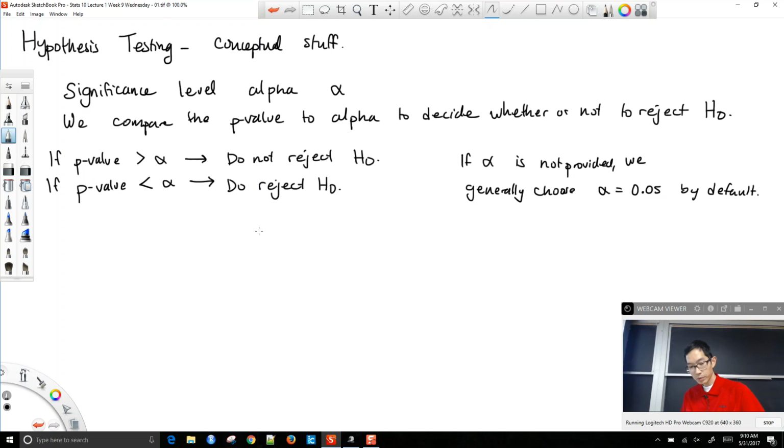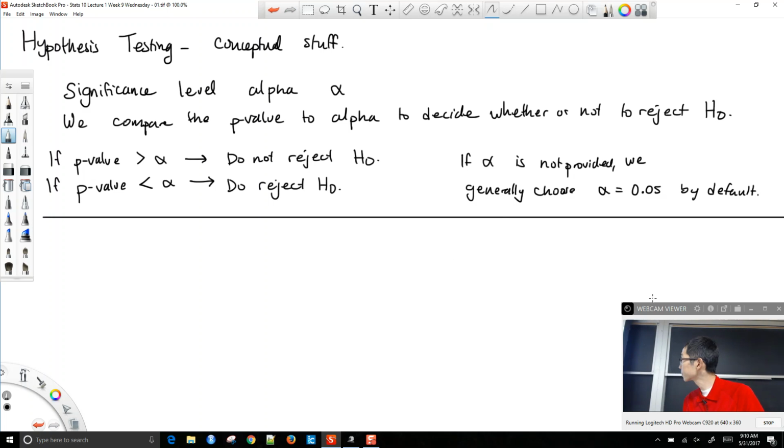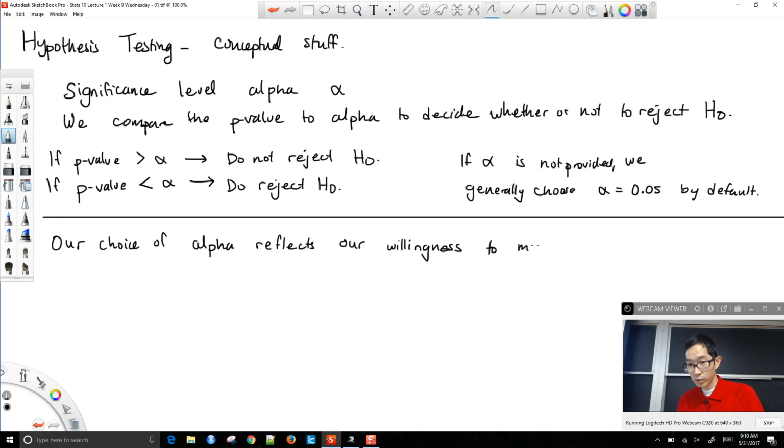Okay, so I want to say a few things. This choice of 5% is arbitrary, but 5% or whatever we choose for alpha, our choice of alpha reflects our willingness to make a mistake. We'll say to make an error, and I'm going to put in parentheses type 1.